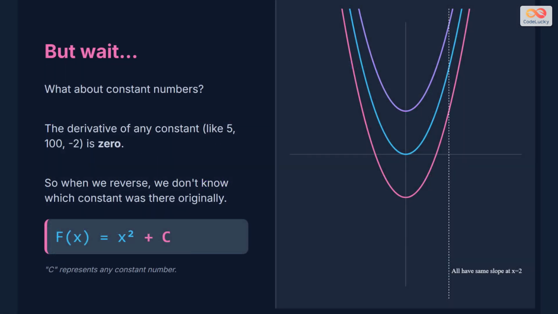There is one very important catch. Remember that the derivative of any constant number, like 5 or -2, is 0. When we reverse the process, we don't know if there was a constant there originally. The function could have been x squared or x squared plus 10. Because of this, we always add a plus c at the end of our answer to represent any possible constant. This creates a family of curves that all have the same slope.